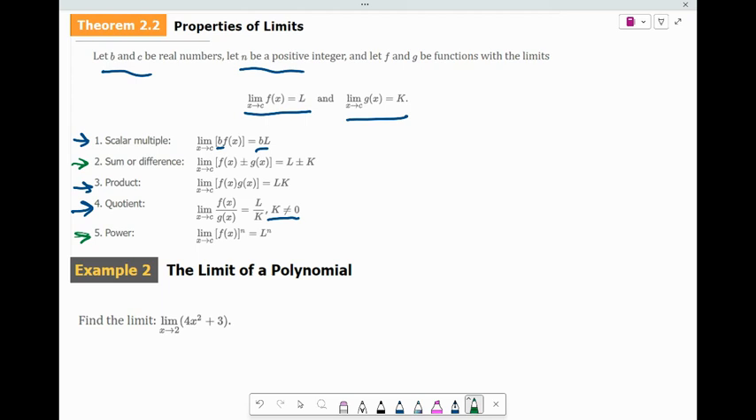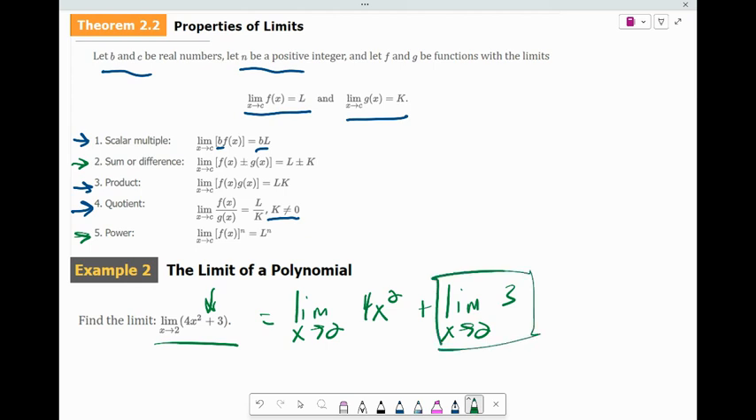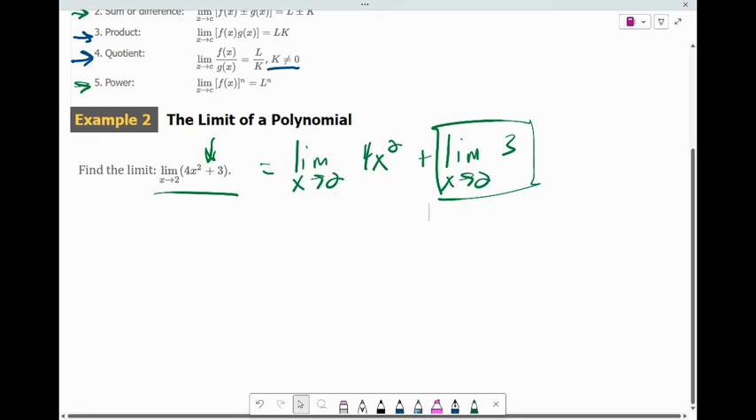Now, the way we could use these theorems to solve something like this, 4x squared plus 3, the limit as x approaches 2, is to first try to figure out what properties we could use. Notice that at its core, this is really a summation. So we can say this is the limit as x approaches 2 of 4x squared plus the limit as x approaches 2 of 3. Now, this second one fits one of the properties we had on the previous slide. So we're good there. We know that limit is going to be 3.